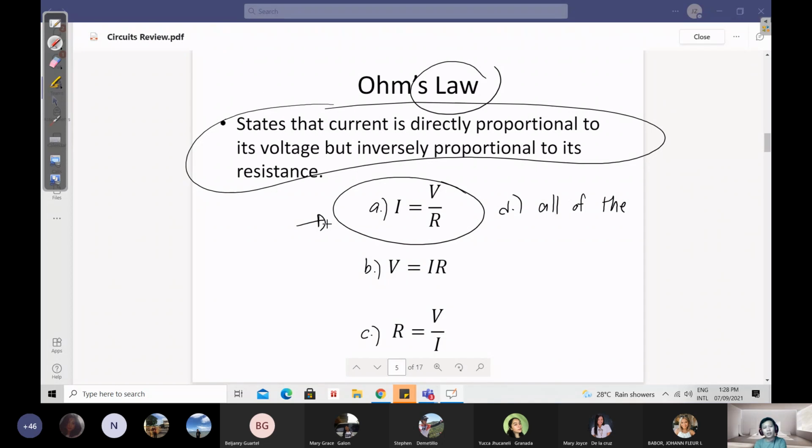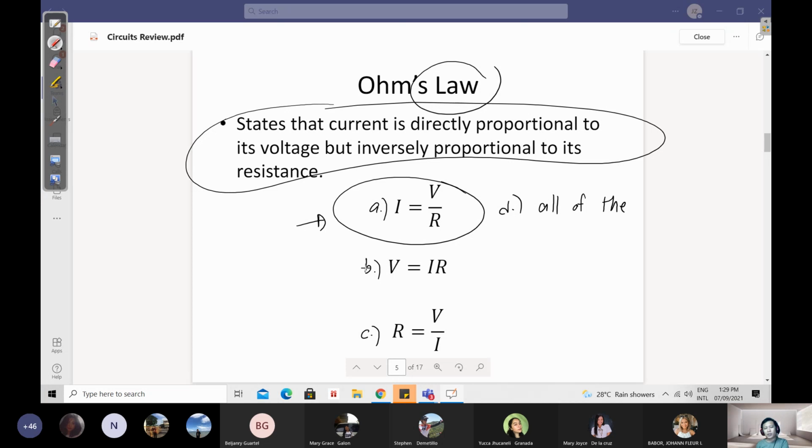Any law, whether in mechanical, civil, or electrical, okay? Even chemistry, the laws we have in chemistry have equivalent formulas. Always recall the definition. Don't base your answer on whatever formula you use. Remember the definition. That is your basis for the answer. That's why for this one, the answer is letter A, because of the definition itself.